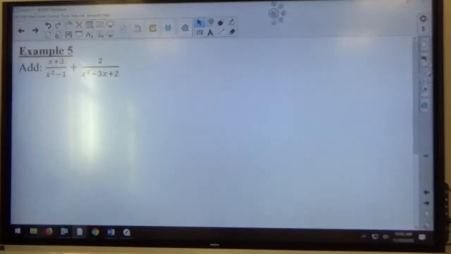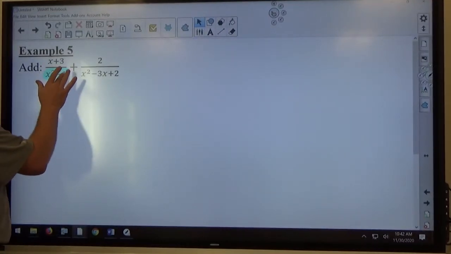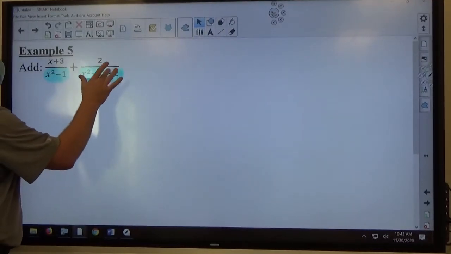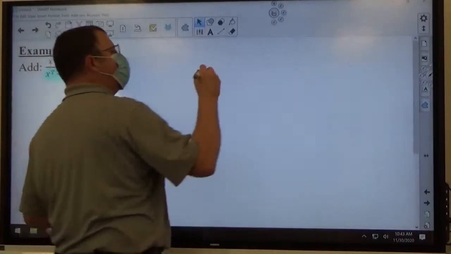Right, so example 5 has (x + 3)/(x² - 1) + 2/(x² - 3x + 2). You're going to notice that x² - 1 does not match x² - 3x + 2, so we don't have a common denominator here. So we're going to start by factoring.